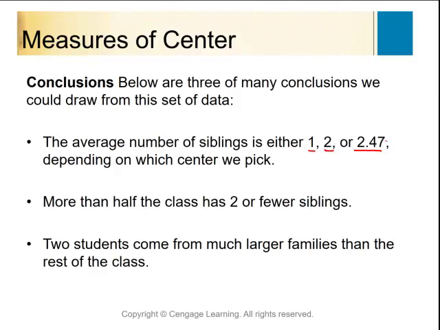Another conclusion you might have is that more than half the class had 2 or fewer siblings, and 2 students come from much larger families than the rest of the class. We would call those outliers. So we'll say they were outliers. And that means those that are way different than the rest.